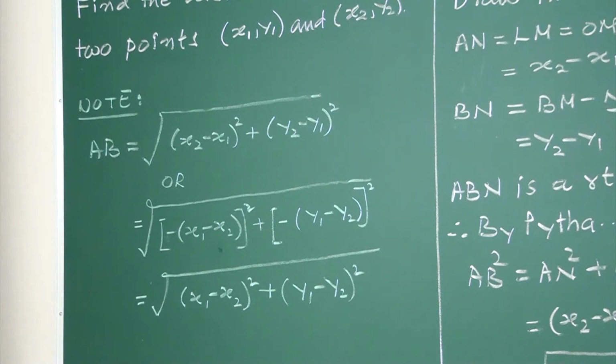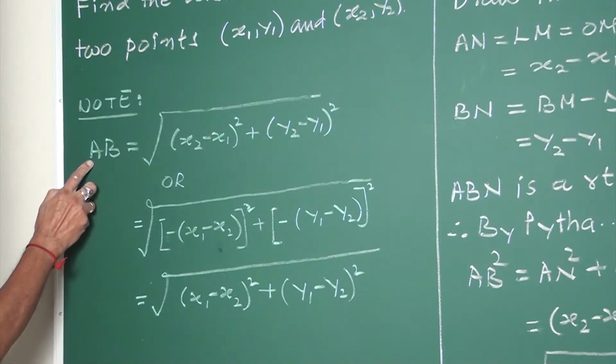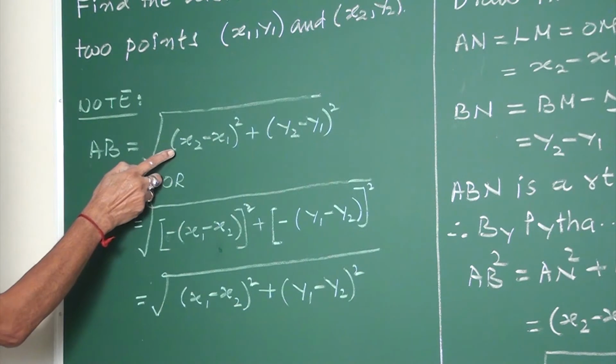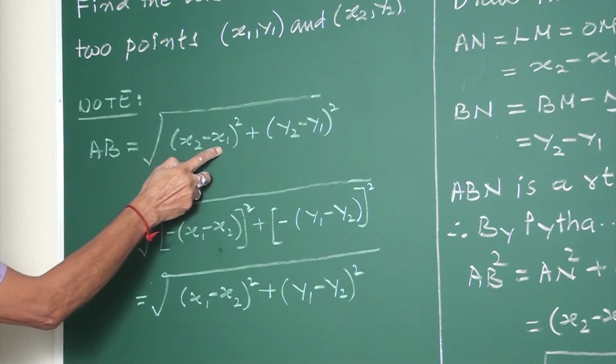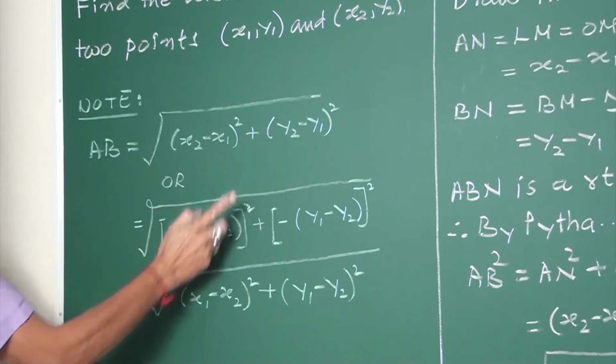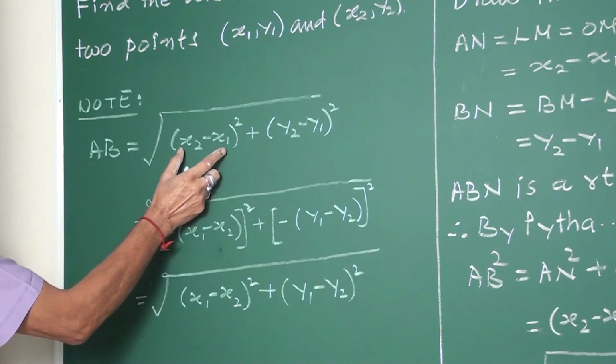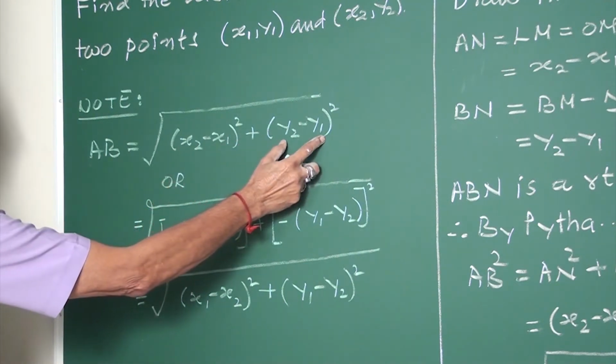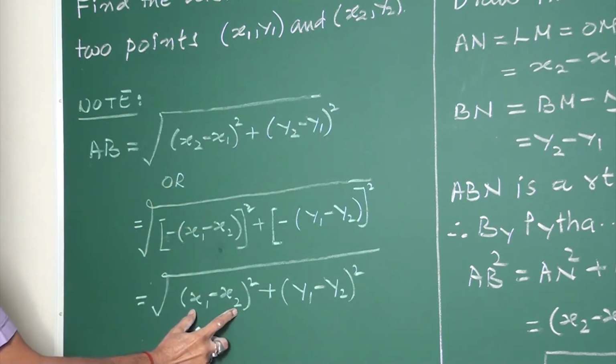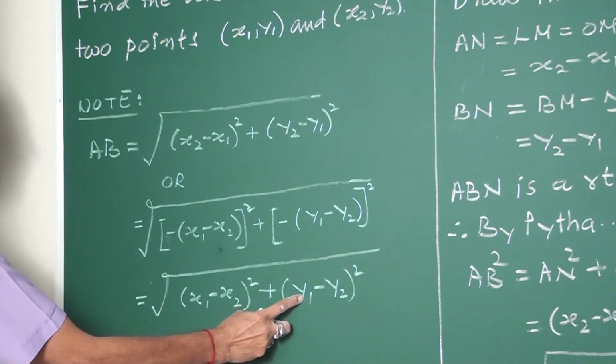Therefore, for the distance between the 2 points (x1, y1) and (x2, y2), either you can take x2 minus x1, second coordinate minus first coordinate, or first coordinate minus second coordinate. You can take any difference. If you take x2 minus x1 here, you take y2 minus y1. If you take x1 minus x2 here, you take y1 minus y2.